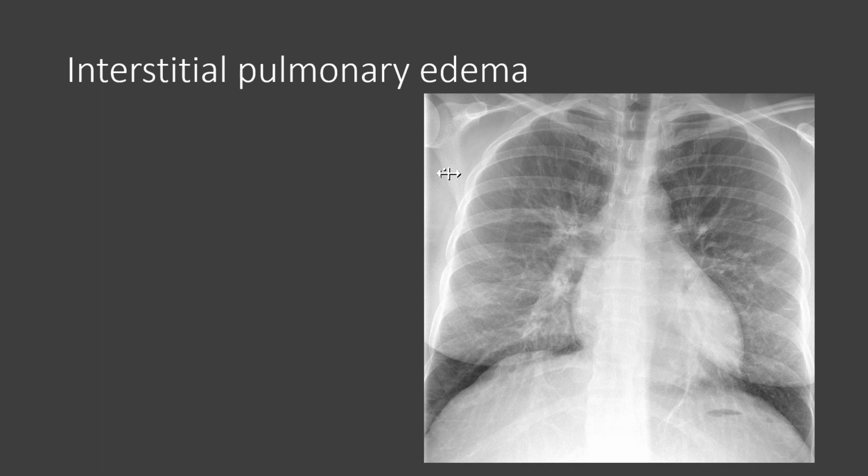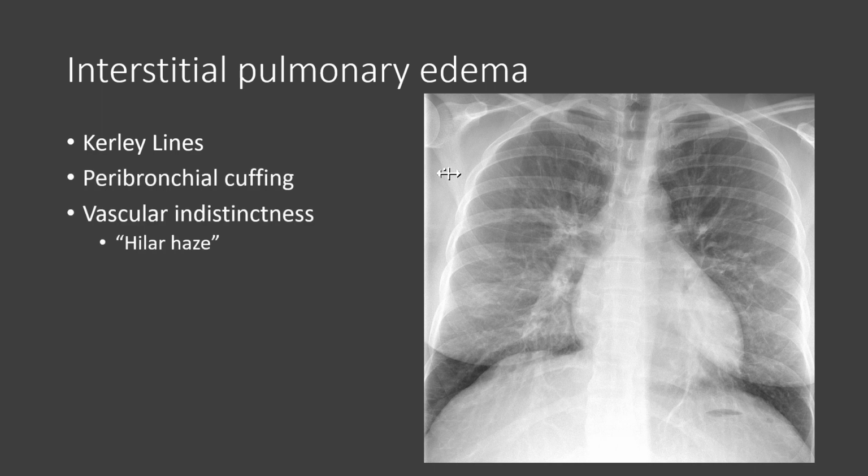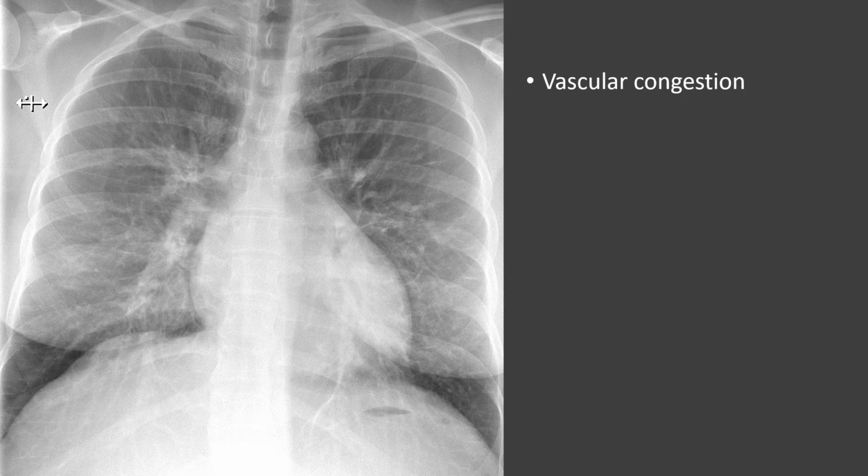So what about interstitial pulmonary edema? For interstitial pulmonary edema, what are the signposts that we're looking for? We're looking for curly lines, we're looking for peribronchial cuffing, we're looking for vascular indistinctness and hilar haze. We'll talk more about that. And we're also looking for fissural thickening.